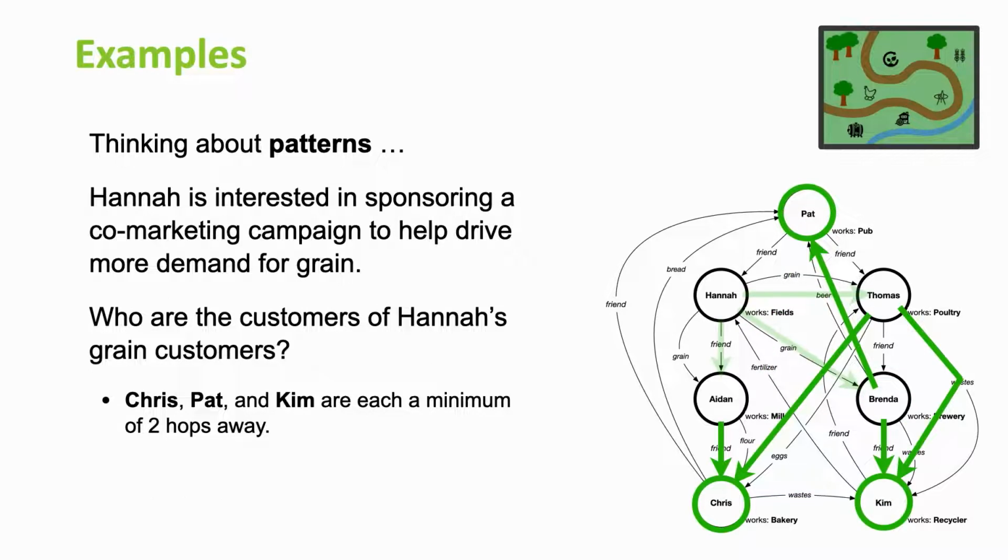Hannah is also interested in sponsoring a co-marketing campaign here in her medieval village. And so she'd like to try to help drive the demand for more grain. So we can do some analysis here. Who are the customers of Hannah's grain customers? And so for this, we do some graph traversals. We're looking a couple of hops out. We notice that Chris, Pat, and Kim are each a minimum of 2 hops away. Now, it turns out we've heard about Kim a couple of times here.